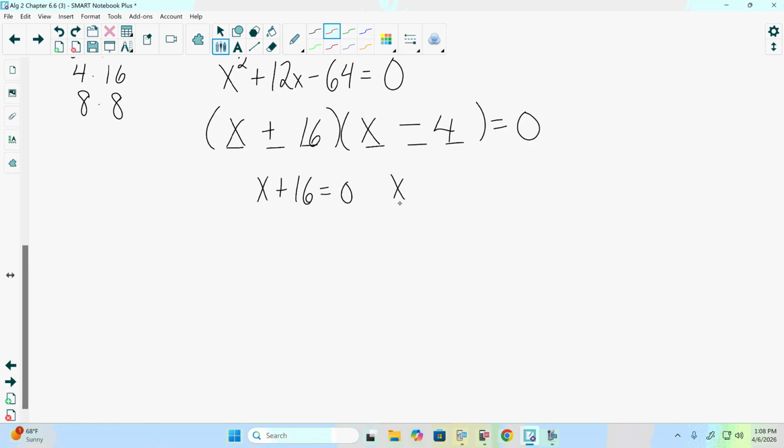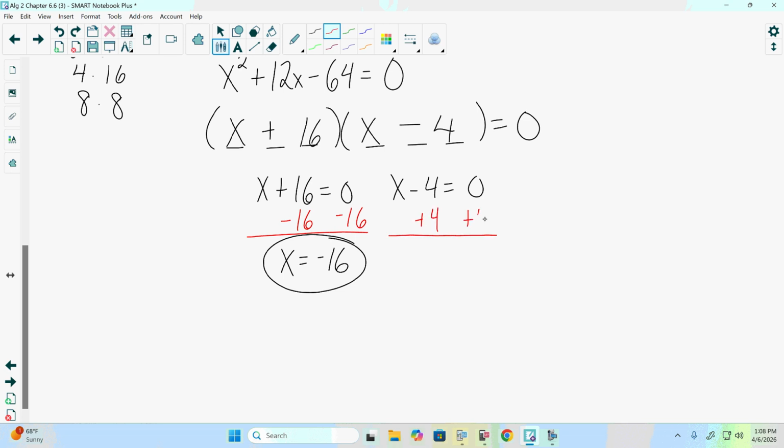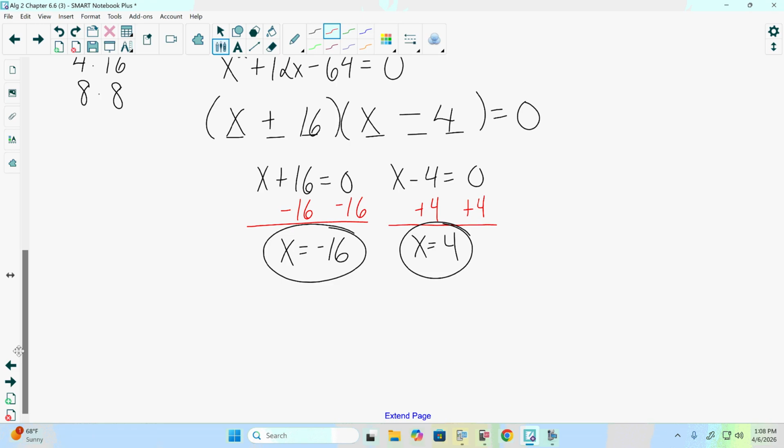Two expressions multiplied together to equal 0. One of those is going to have to be 0. X plus 16, we would subtract 16 from both sides, telling us x is equal to negative 16. With our x minus 4, we would add 4 to both sides, telling us x is equal to 4. So we get negative 16 and 4. Most likely, which one's not going to work? The negative 16.